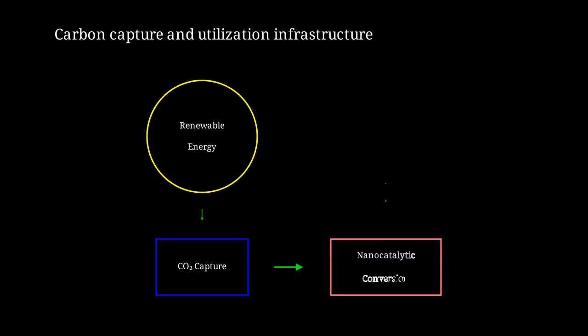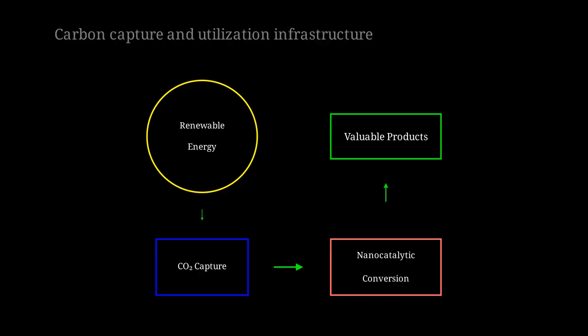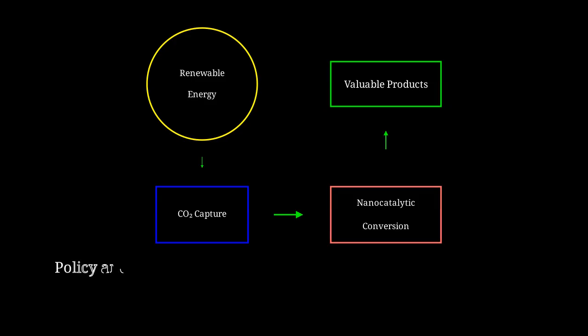We need pipelines, storage facilities, and centralized conversion plants or distributed systems at emission sources. The integrated system connects renewable energy production, carbon dioxide capture, catalytic conversion, and product distribution into a cohesive circular economy. Third, policy and economic incentives. Carbon pricing, tax credits for carbon dioxide utilization, and mandates for low-carbon products can accelerate adoption.